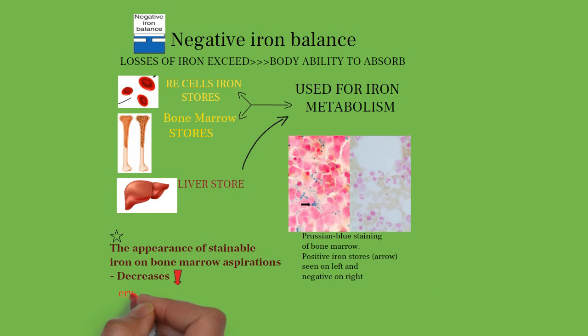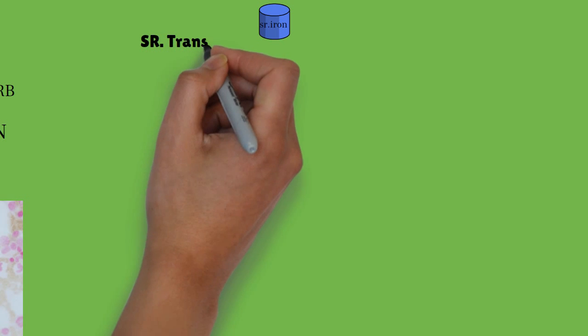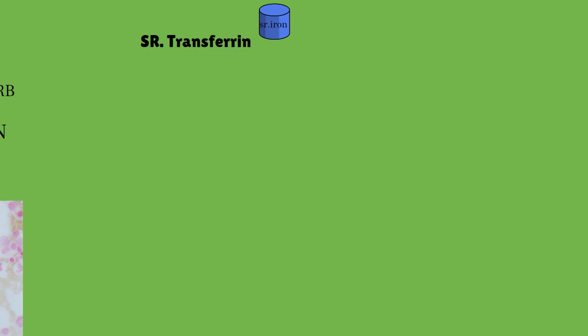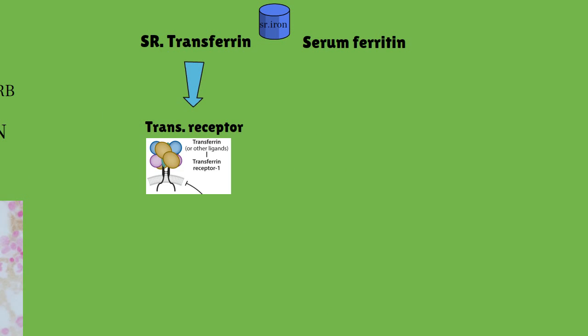So now see, what is happening is all the stores are depleted, but erythropoiesis is still going normal because erythroid cells are still getting iron. But the question is, from where? See, the answer is, as we know, our serum iron has two forms of iron. One is transferrin iron, the other one is serum ferritin iron. So transferrin iron is the iron our body usually uses.